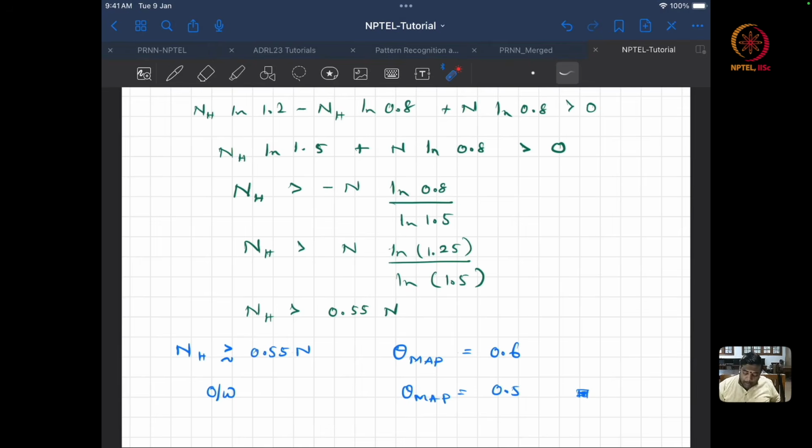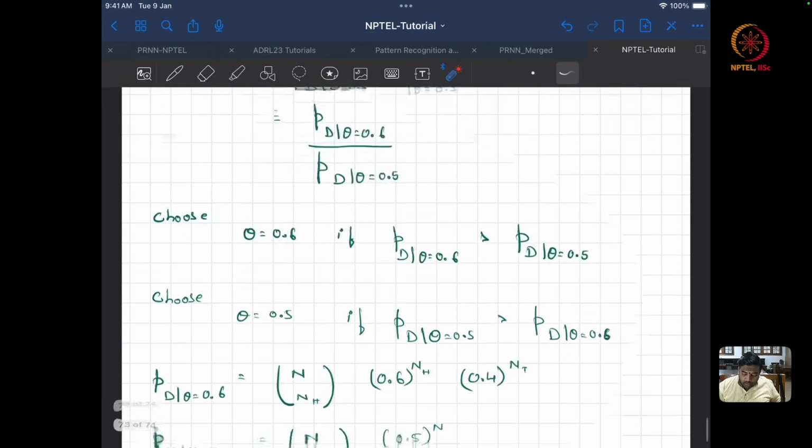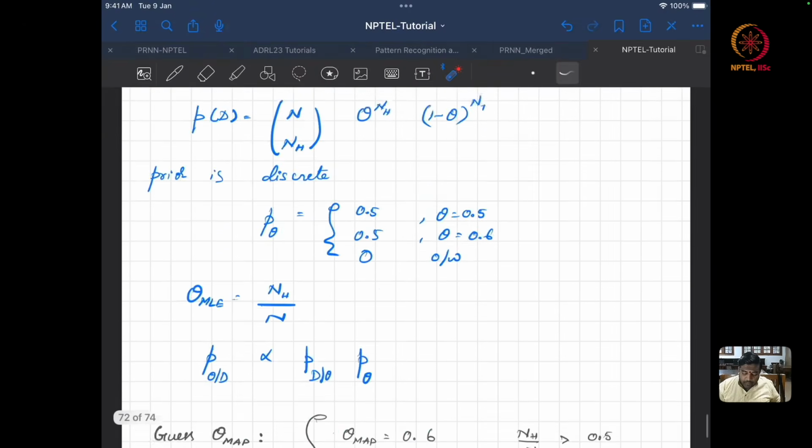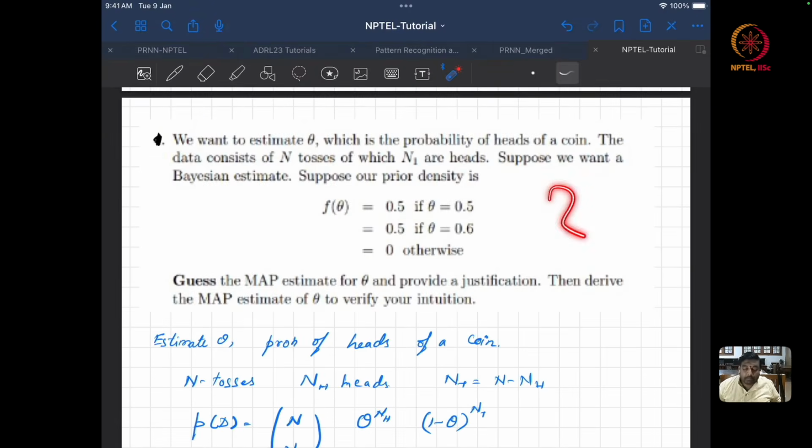Now, this is how you will be able to obtain the MAP estimate from the given data. Okay. So here is where we stop. A special thanks to Professor Shastri sir for curating these wonderful questions. Small questions can give us a lot more insights into the ideas. So we stop at this point.